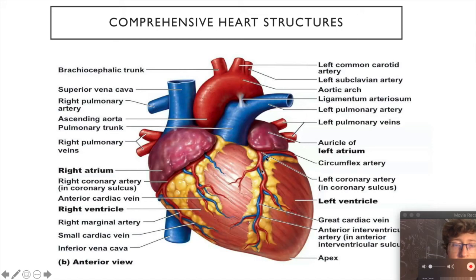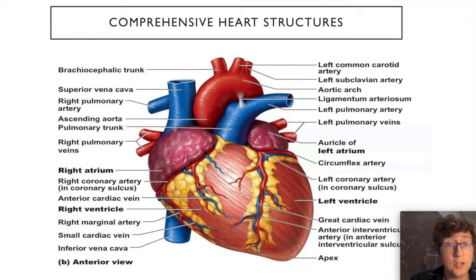Then there is a depression kind of separating the right ventricle from the left ventricle. It's not a precise separation, but this is where our major blood vessel going down the front of the heart will be found, both the major artery and major vein. So this is called the anterior interventricular sulcus. And this is where our anterior interventricular artery will be found, along with the great cardiac vein. So anterior interventricular artery and the great cardiac vein.